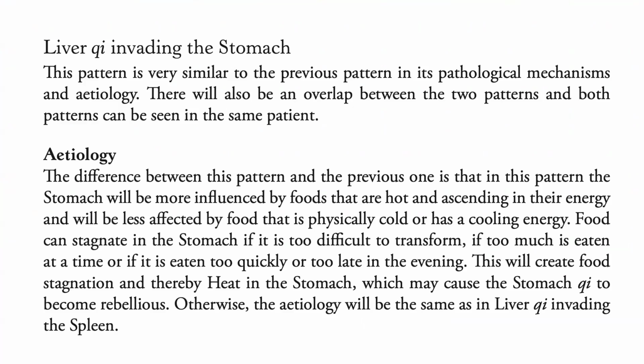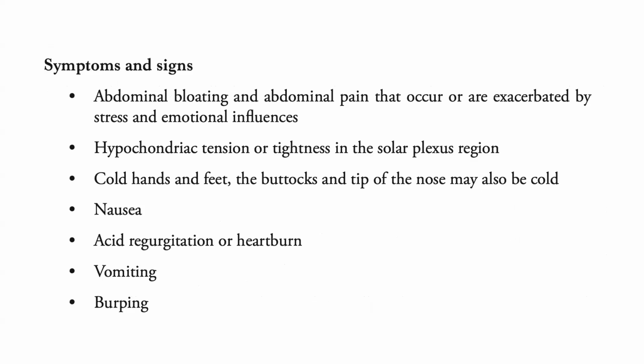Food can stagnate in the stomach if it is too difficult to transform, if too much is eaten at a time, or if it is eaten too quickly or too late in the evening. This will create food stagnation and thereby heat in the stomach, which may cause the stomach chi to become rebellious. Otherwise, the etiology will be the same as in liver chi invading the spleen.